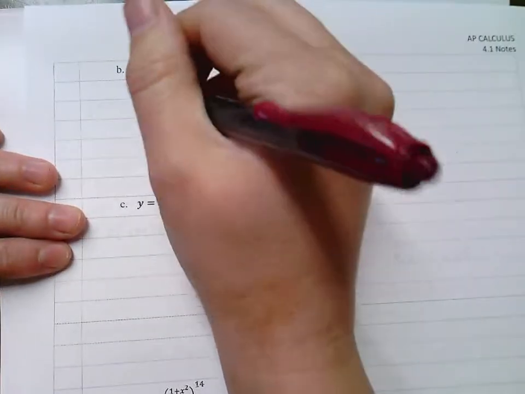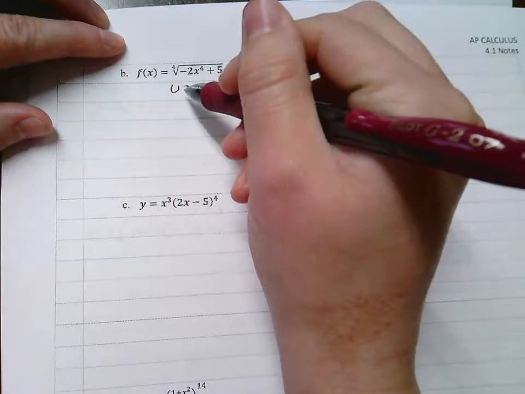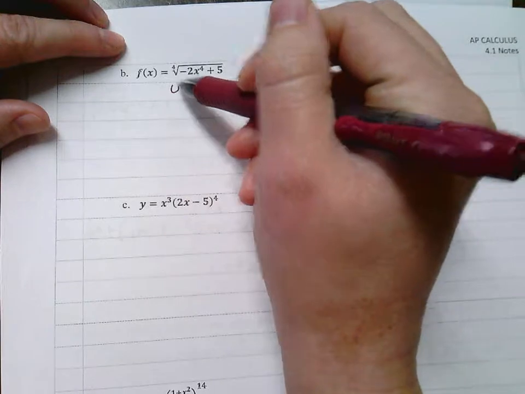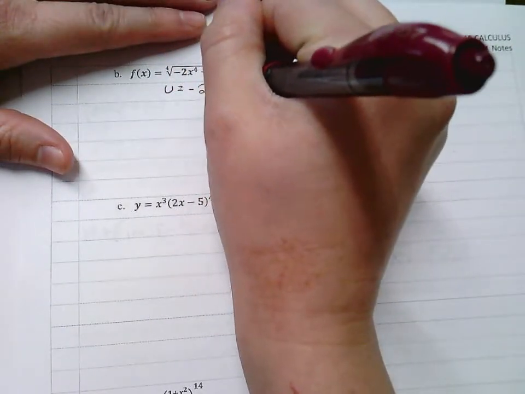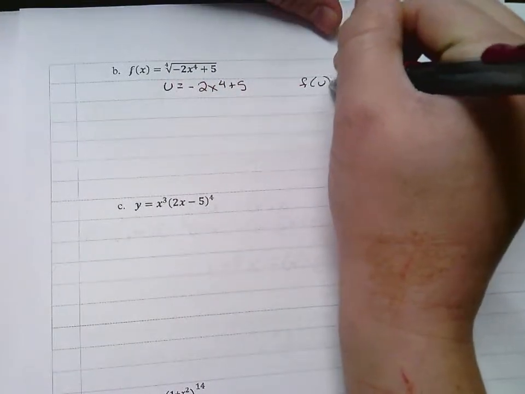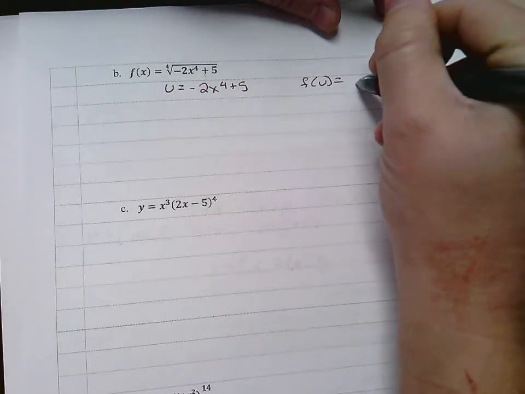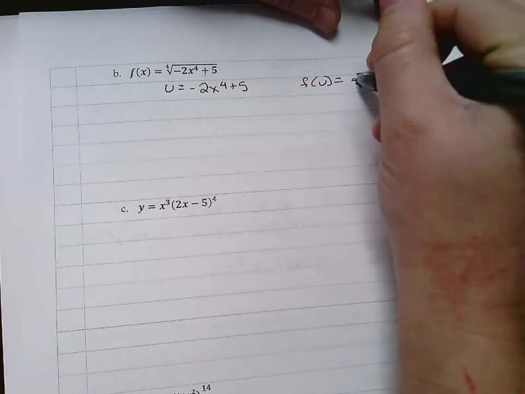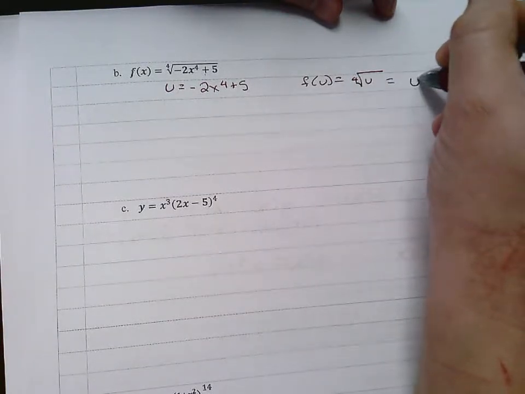U is going to be what's underneath the radical. I like to do a little indentation here too, so it separates you from this derivative and that derivative. So u is going to be negative 2x to the 4th plus 5. F of u is then going to be, so put u here, and then this is to the 4th power. Now it's probably going to help you to go ahead and write this as u to the 1/4.